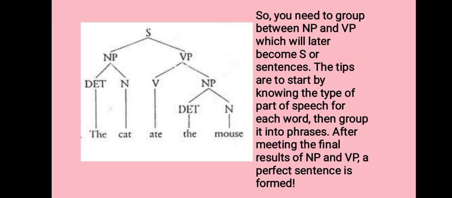So you need to group between noun phrase and verb phrase, which will later become a sentence. The tips are to start by knowing the type of parts of speech for each word. Then group them into phrases. After meeting the final result of noun phrase and verb phrase, a perfect sentence is formed.